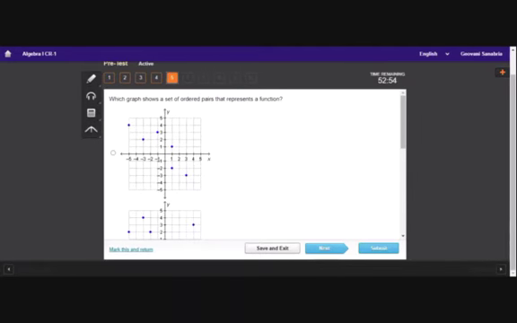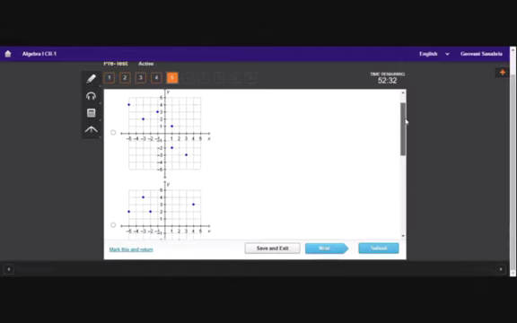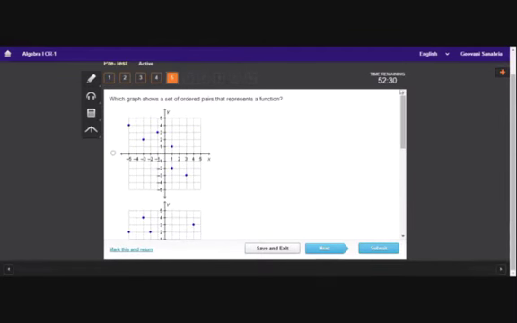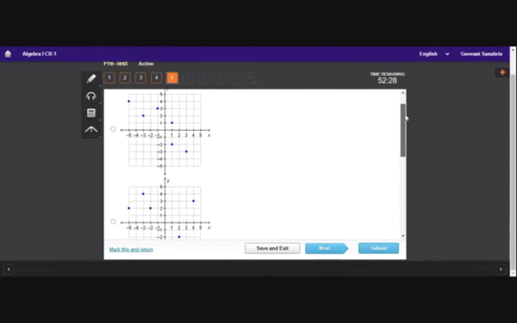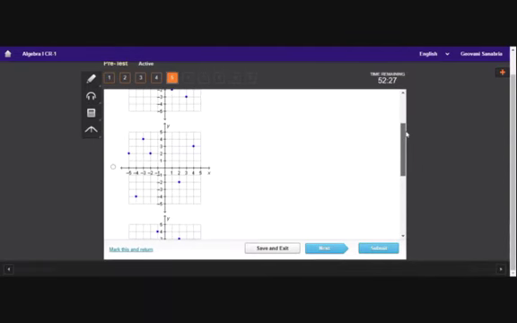On the last one, when we plugged in 4, we had 2 dots on the y-axis. So that one means it's not a function. When there's 2 dots for the same x value, that means it's not a function. So scroll down to the other ones and see.